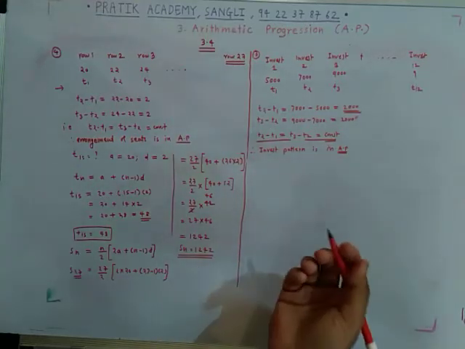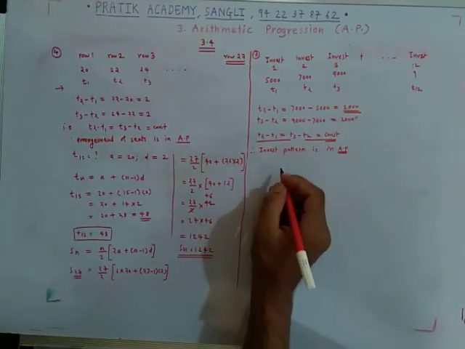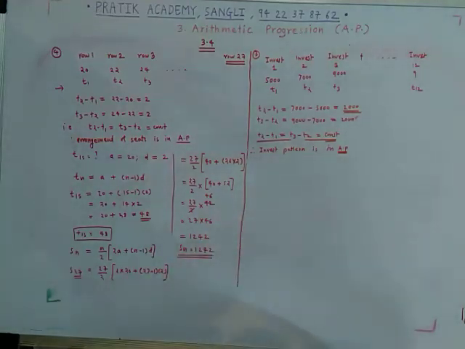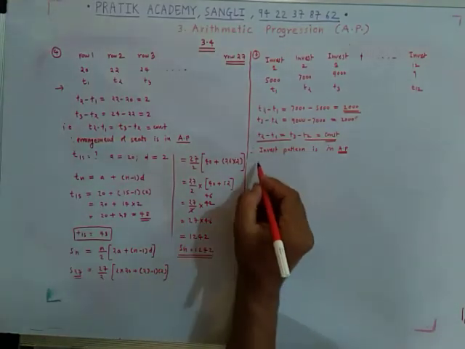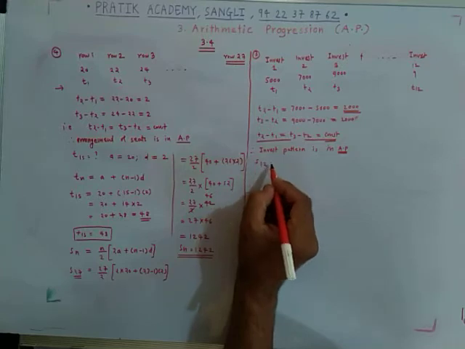So we can use the formula for AP. What is asked? They have asked the total amount that he invested in 12 years. We have to find out the total amount. That means we have to find out S12.